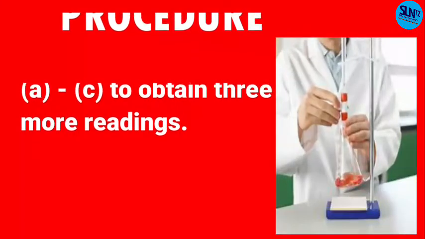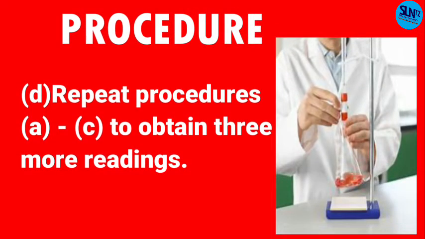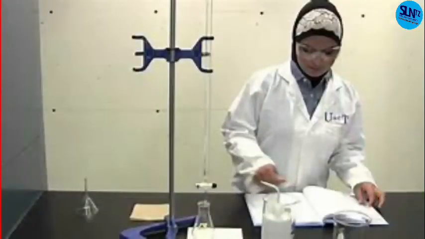Then repeat procedures A to C to obtain 3 more readings. That means you are supposed to repeat the experiment to obtain more readings, in terms of 3 values of burette readings. After checking the data and the procedure for the experiment, let's look at the questions for that experiment that we are going to solve.